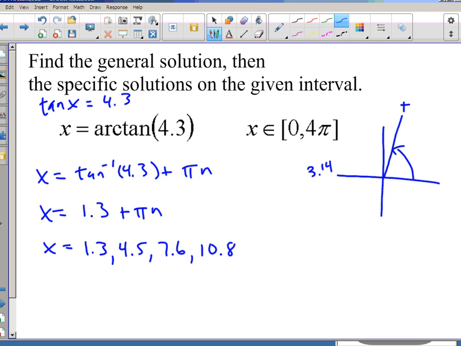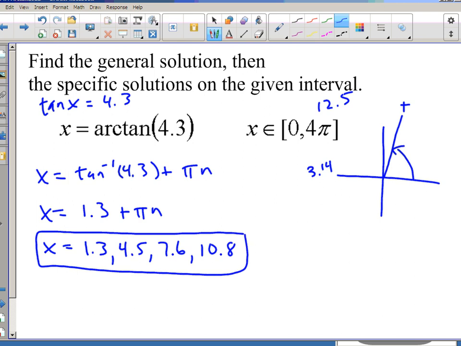Now, just to make sure I've got an interval that's good, or at least my answers are still within the interval. 4 pi is like 4 times 3 and change, so that's a 12 point something, 12.5. So 12 and a half roughly. And if I added 3.14 to 10.8, I'd get above it, so looks like a reasonable interval.